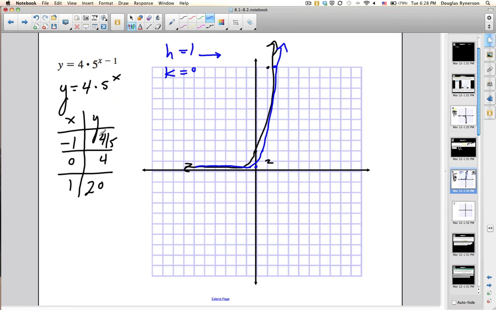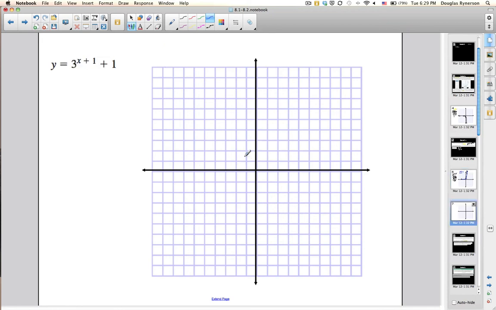Okay, so identify h and k, then create an input-output table without h and k, graph it without h and k, and then shift by h and k. In this problem, I see that h is equal to -1, because this is x minus -1.